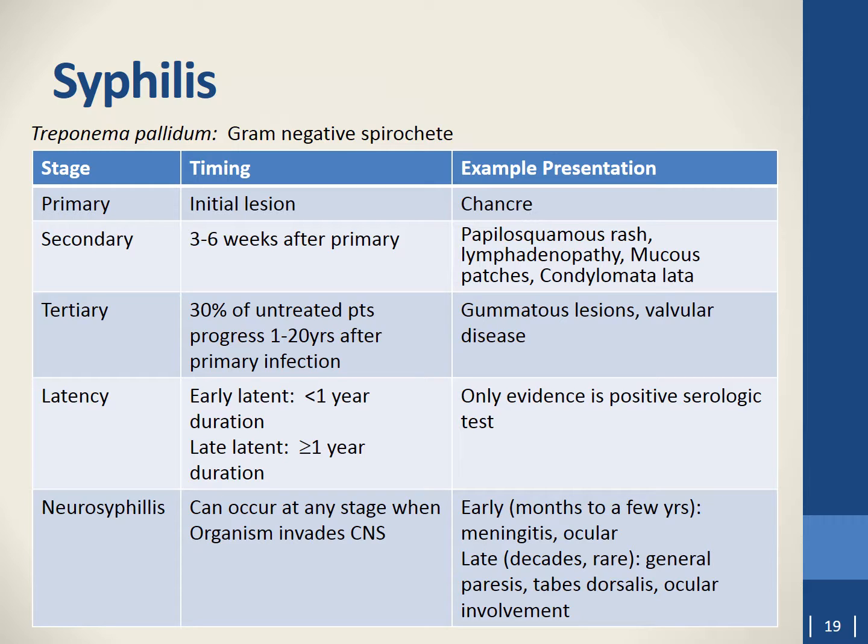central nervous system. It can be early, within months to a few years, and what you're likely to see there is more of a meningitis picture or ocular involvement. Or it can be late, which is decades later, and it is rare, but that can present as a general paresis, ocular involvement, and an elderly patient is typically the one that you're looking at for late neurosyphilis.